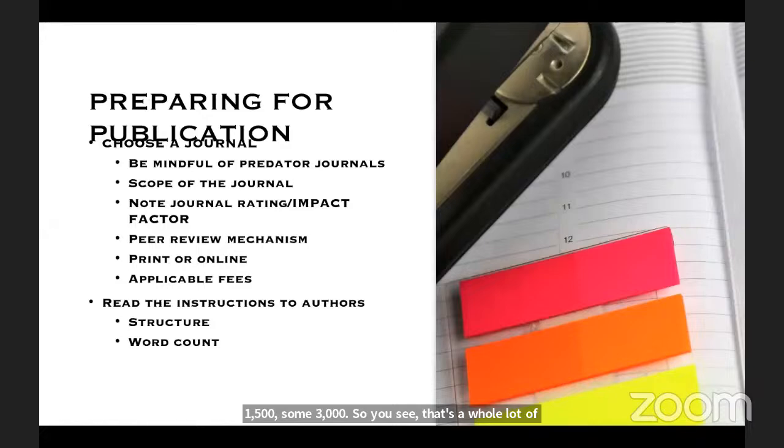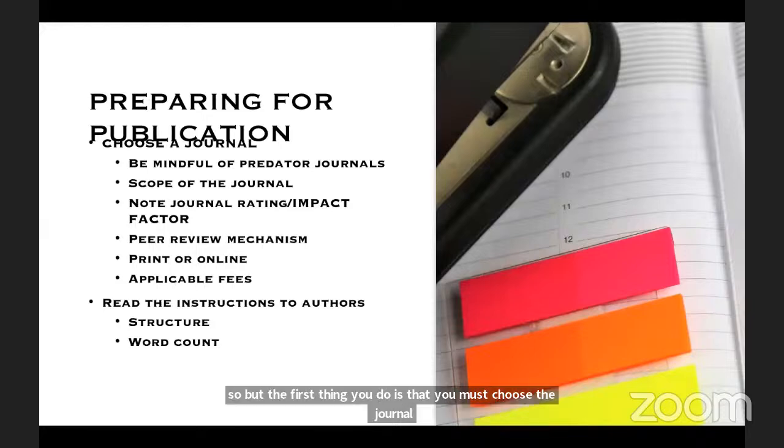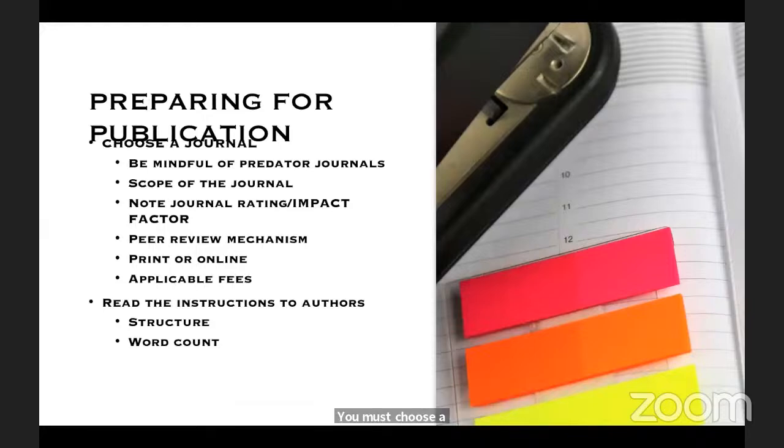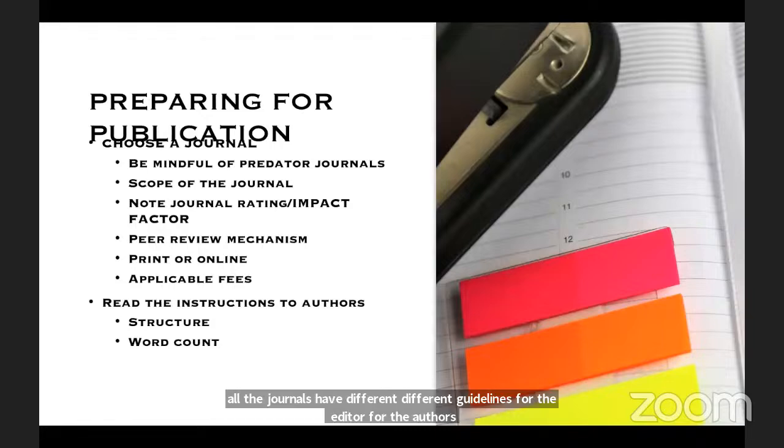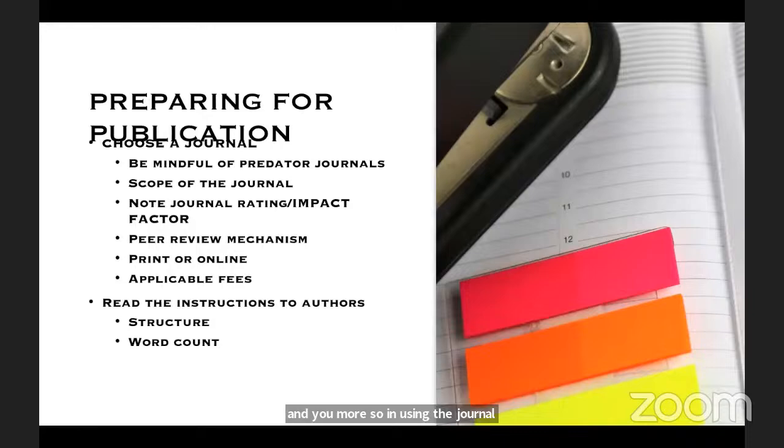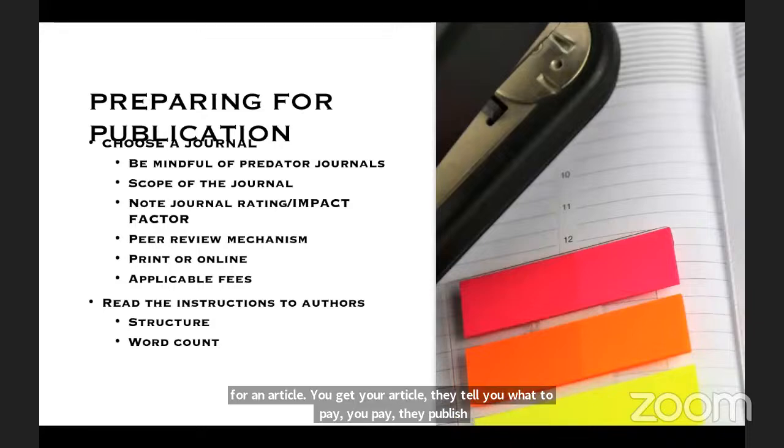Okay. But the first thing you do is that you must choose the journal. Which journal do I want to publish in? All the journals have different guidelines for the editor, for the authors. And in choosing the journal, you must be mindful of what we call predator journals. Predator journals are journals that are just waiting for an article. You send your article, they tell you what to pay, you pay, they publish. No peer review whatsoever. You understand?